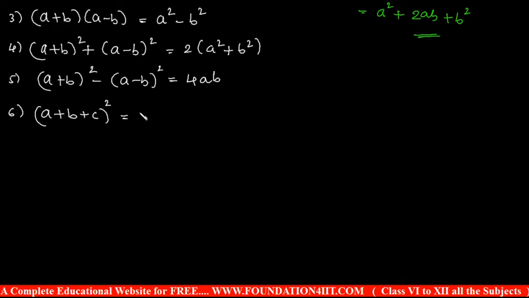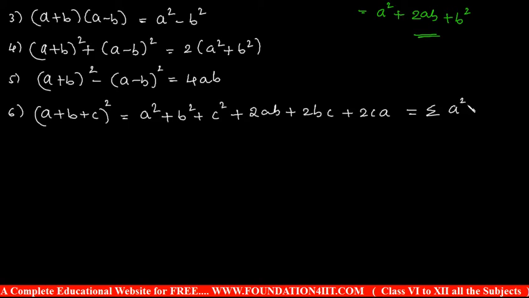This we can write as a square plus b square plus c square plus 2ab plus 2bc plus 2ca. That means ab, two times, will come when you multiply a plus b plus c into a plus b plus c again. In terms of sigma, we can write sigma a square plus 2 into sigma bc. This is a cyclic type we can take. Otherwise, just remember it till here.